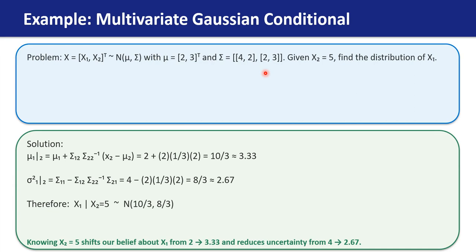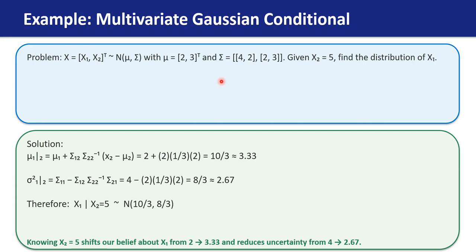We want to ask what is the distribution of x1 given this observation. For multivariate Gaussians, there is a closed form formula. The conditional mean is mu1 given 2 equals mu1 plus sigma 1 2 times sigma 2 2 inverse times x2 minus mu2. Plug in the numbers. Mu1 is 2, sigma 1 2 is 2, sigma 2 2 is 3, so its inverse is 1/3. And x2 minus mu2 is 5 minus 3, which is 2.